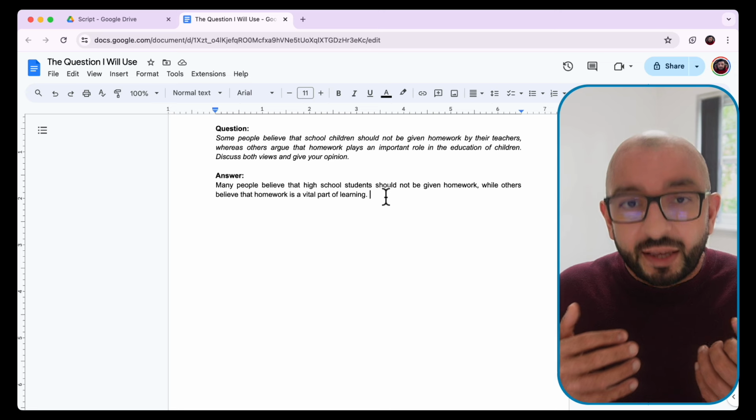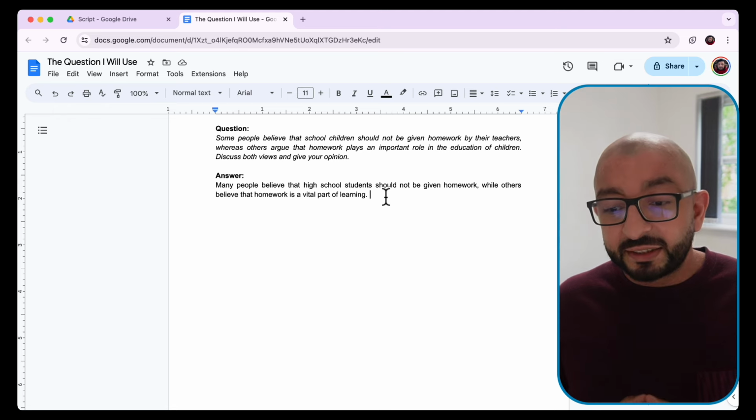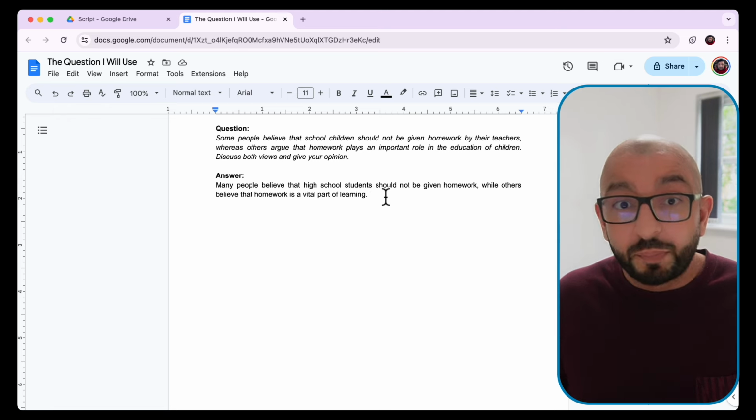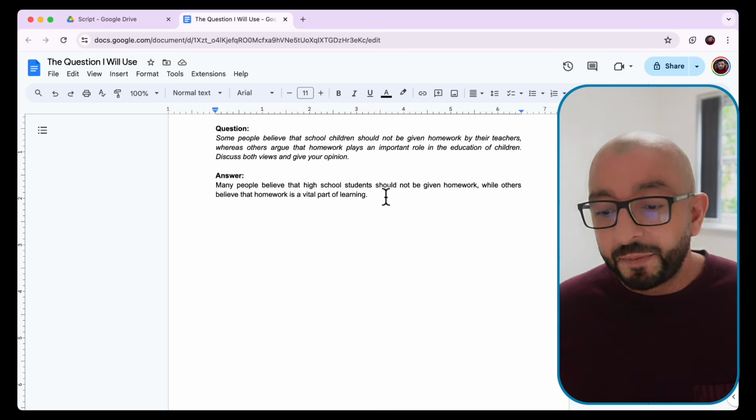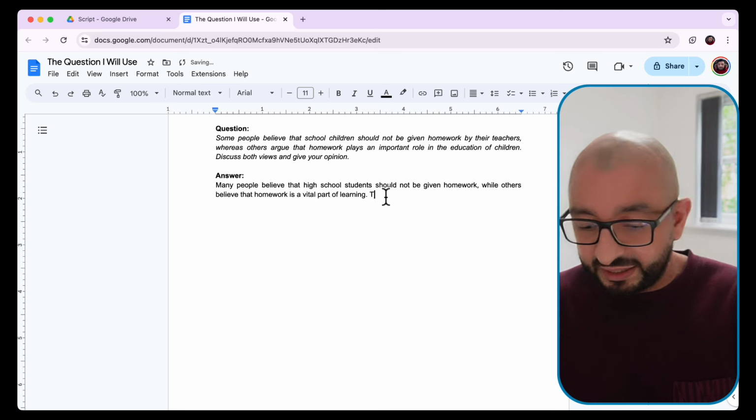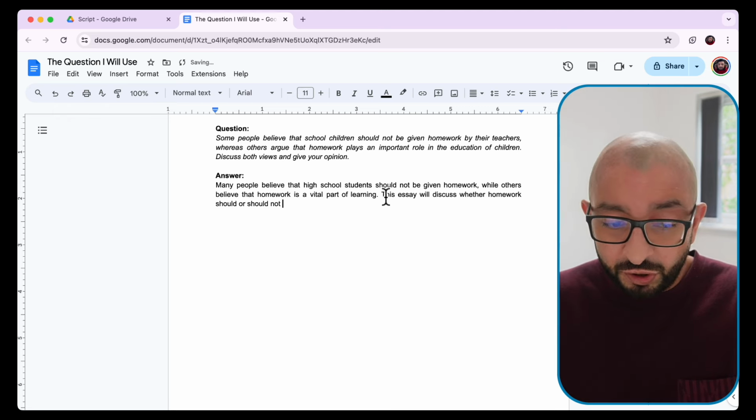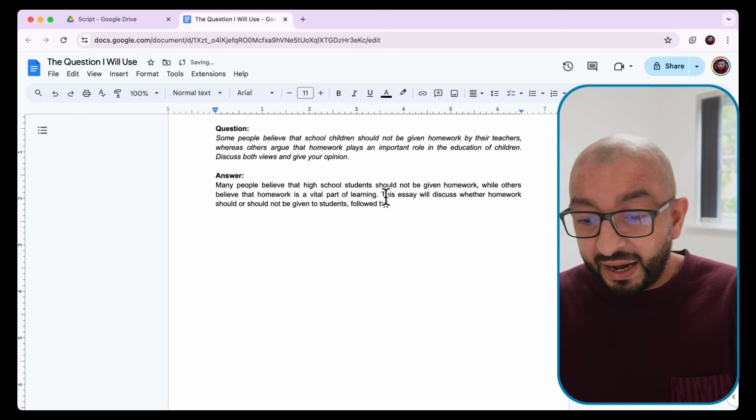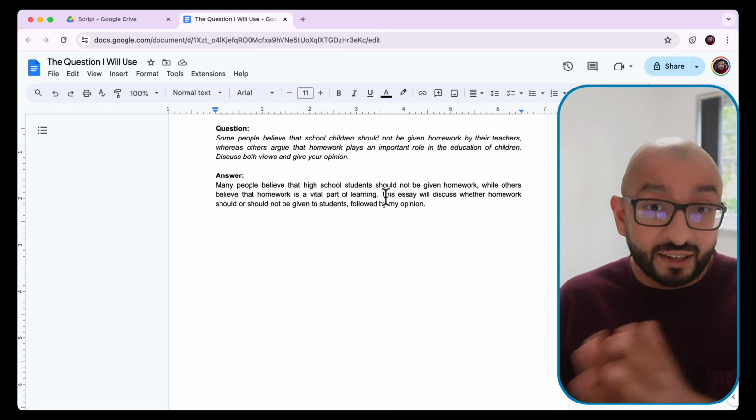Now, what do we do here? In this sentence, and this is the final sentence of the introduction paragraph, we just need to explain to the examiner what this whole essay will be about. So you want to show the examiner what you are going to discuss in this essay. And you can write something like this, okay? This essay will discuss whether homework should or should not be given to students, followed by my opinion.